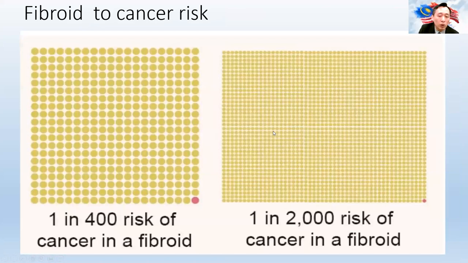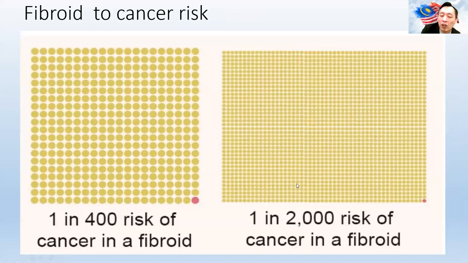So if you have fibroid, there's 1 in 2,000 chance it becomes cancer. If the patient is symptomatic, 1 in 400 is a cancer. Majority of the time, if it's more than 5 cm, likelihood of cancer is higher. If it's less than 5 cm, the likelihood of cancer is lower.